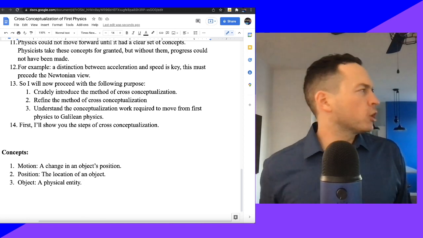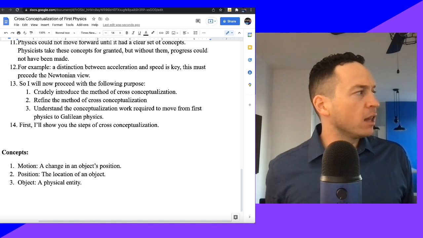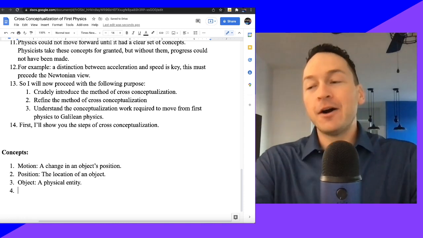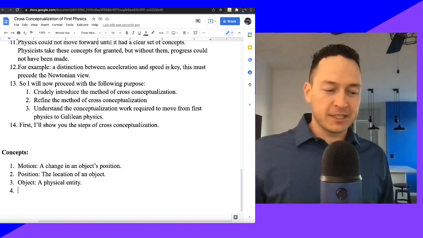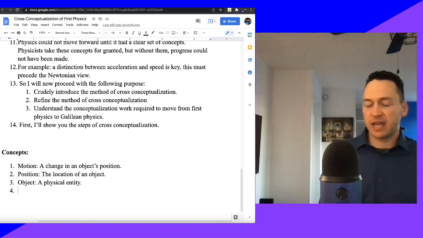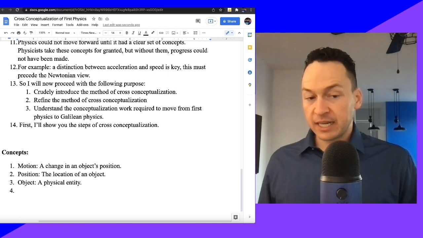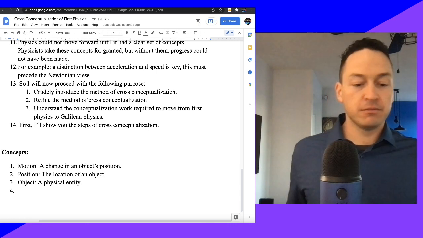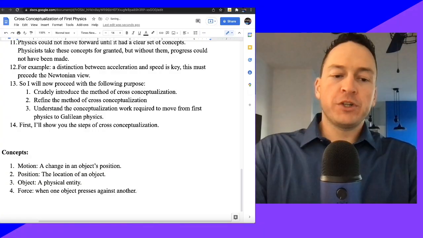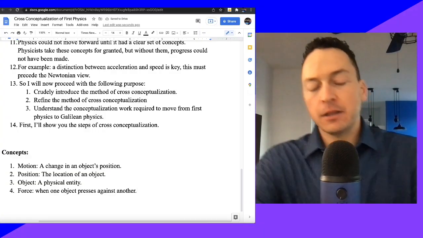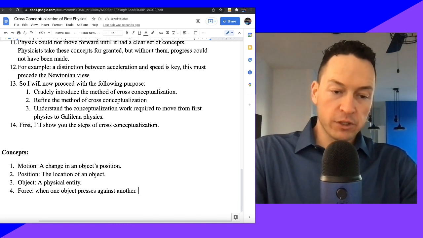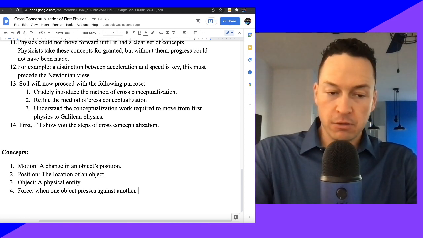Okay. Now, what are some other things involved? Well, of course, there's force. Force is the cause of motion. Now, if you know modern physics, you know that force is not the cause of motion, but this is something that had to be discovered. And I think in a certain sense, it is valid in an early context of knowledge to say that force is the cause of motion. Okay? So force. What is force? Force is when one object presses against another. So this, of course, tends to cause a change in motion, but that's going to go later.